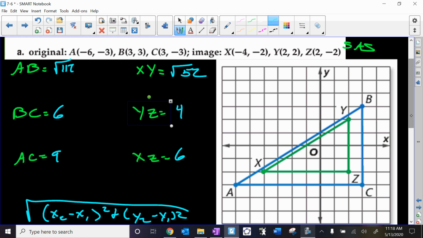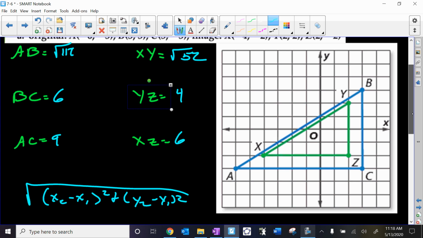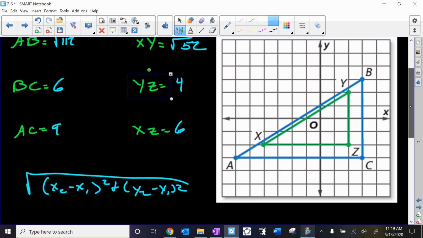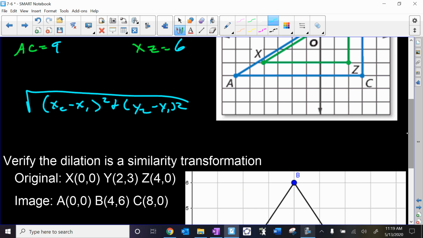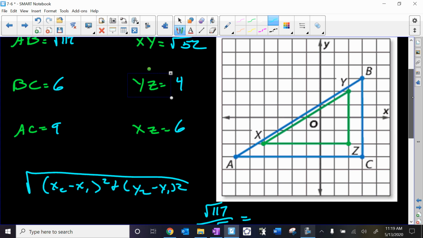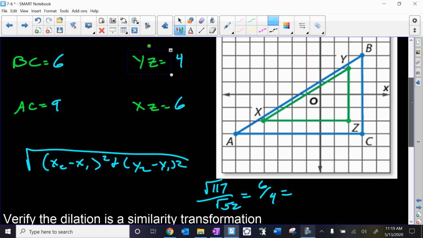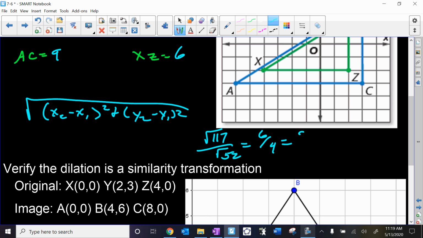We need to verify that these all reduce to the same scale factor. So I'm going to put the bigger one over the smaller one. So we're going to have square root of 117 over the square root of 52. Does that equal 6 over 4? And does that equal 9 over 6?